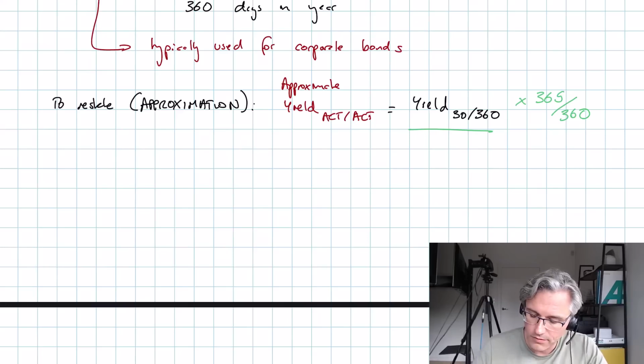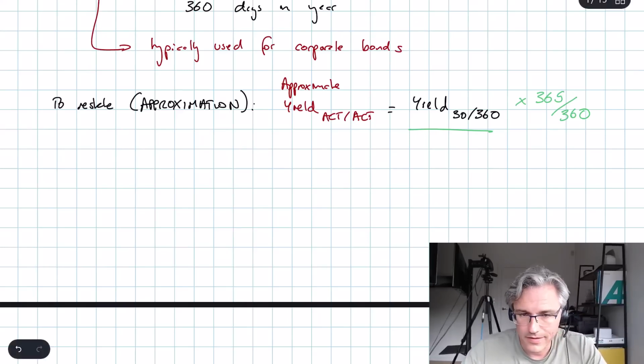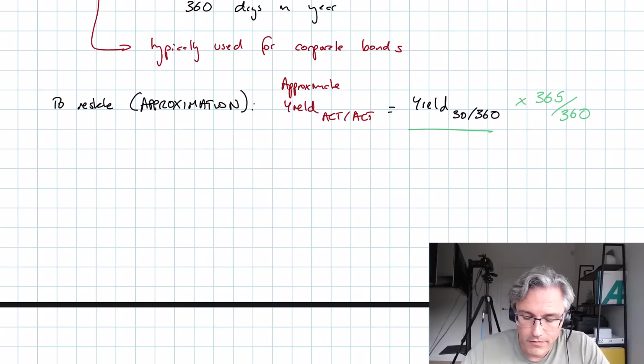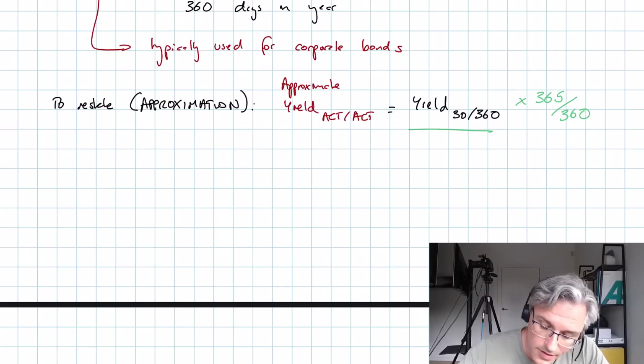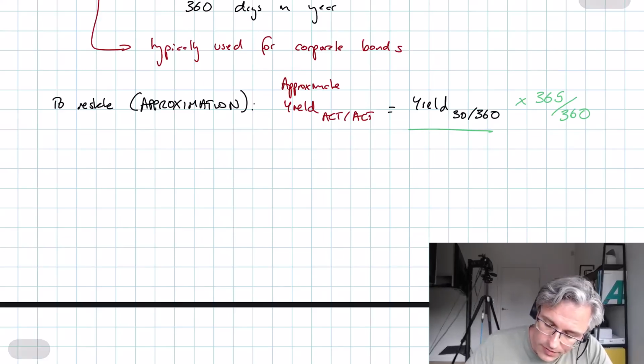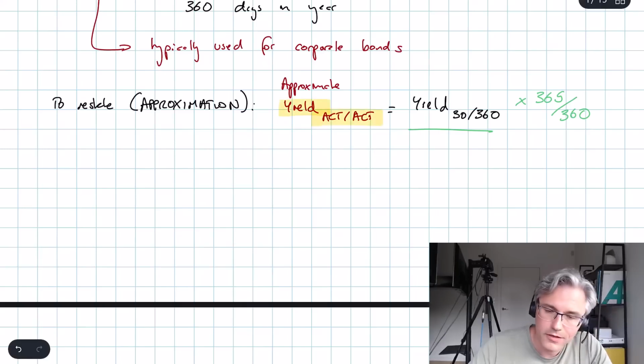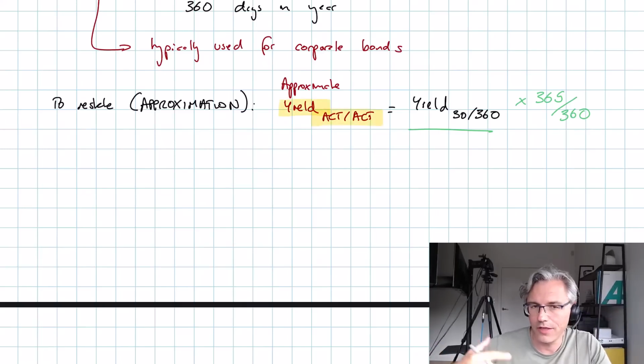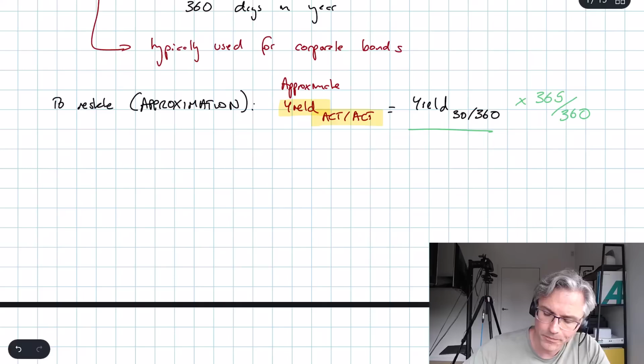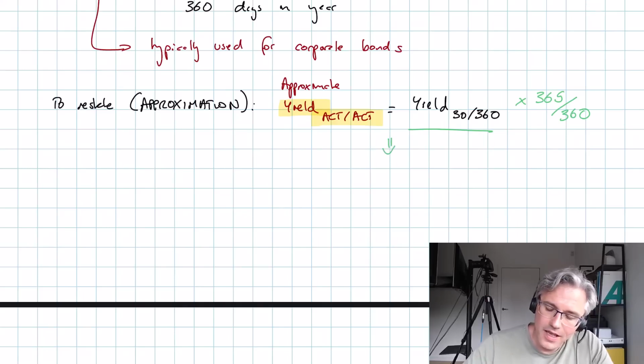Now, I'm not going to do a numerical example with you. It's going to be very simple, right? Just take the lower number, the yield on a 30 by 360 basis, multiply by 365 divided by 360, and that should give you an approximate yield as if it were computed on an actual by actual basis.